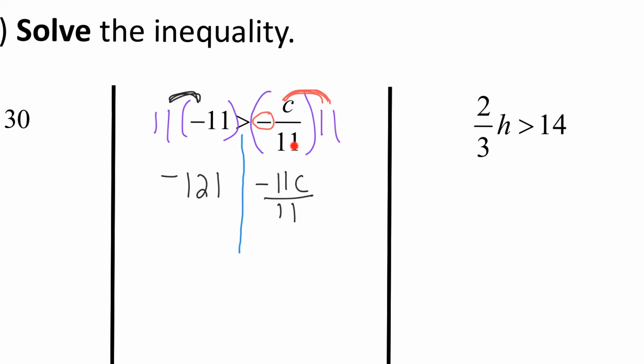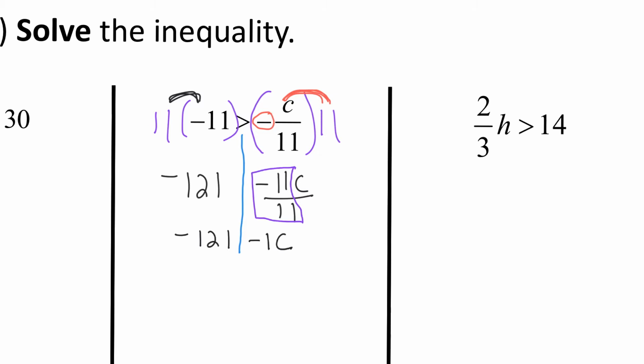Do not multiply 11 times 11 again. You multiply the top and you keep the denominator. Now, you guys can reduce. This right here, negative 11 divided by 11, that's negative 1. So we get negative 121 on the left side, negative 1c on the right side.